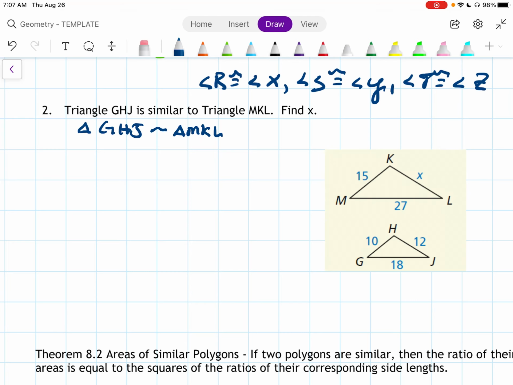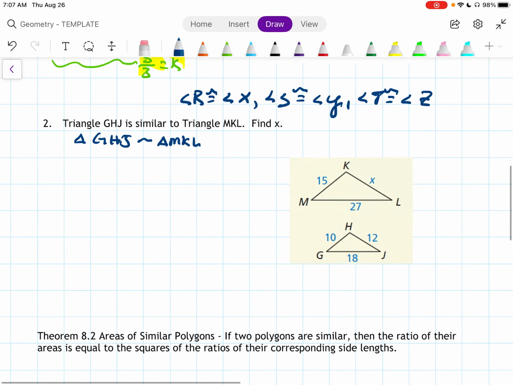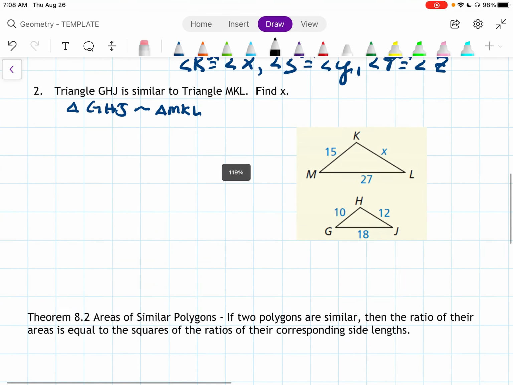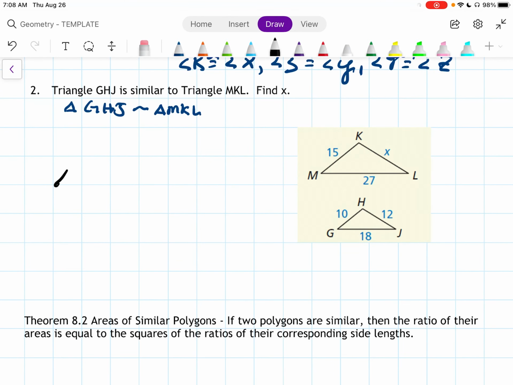So to find X, let me scroll up for a second. I'm going to do something along the lines of this, where I make a proportion. I'm going to start off with my X, because my X is the one that matters. X is on KL, and I need to find the other side of the other triangle that corresponds to it. KL is in the last two spots, so it's going to be HJ. So that's going to be X over 12.